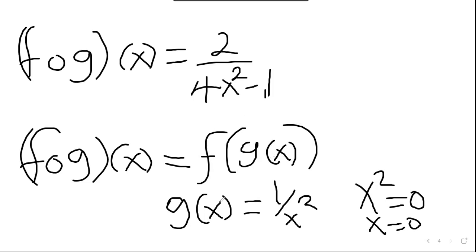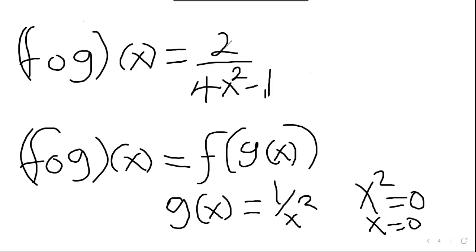So the inside function in our case is g of x, and g of x is equal to 1 over x squared. So the domain for g of x is all values except x equals 0, because when x is equal to 0, we are getting undefined. So we are done with the domain for g of x. Now let's move to the domain for the entire part here.